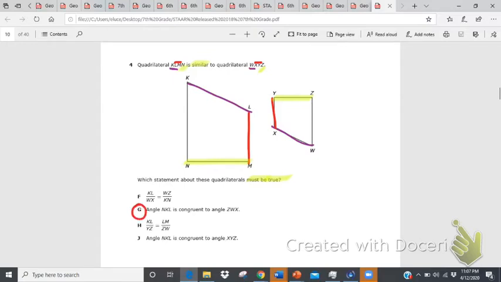Angle NKL, which is this angle right here, is congruent to angle ZWX, which is that angle right there. Ladies and gentlemen, when it comes to similar figures, the corresponding angles are always the same, which is the same thing as congruent. The shape just got larger or smaller. However, the angles stay the same. They have not changed. So please keep that in mind. That's a property of similar figures that you all need to keep in mind.